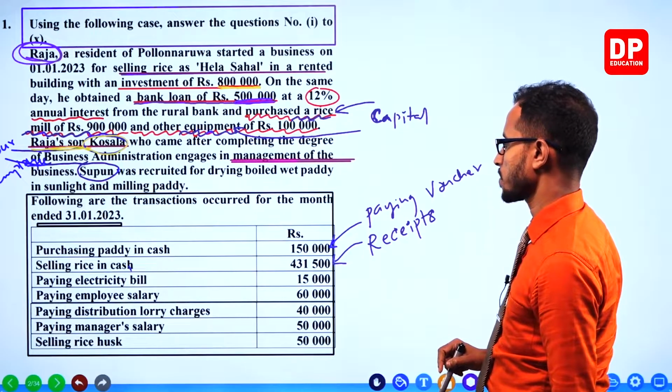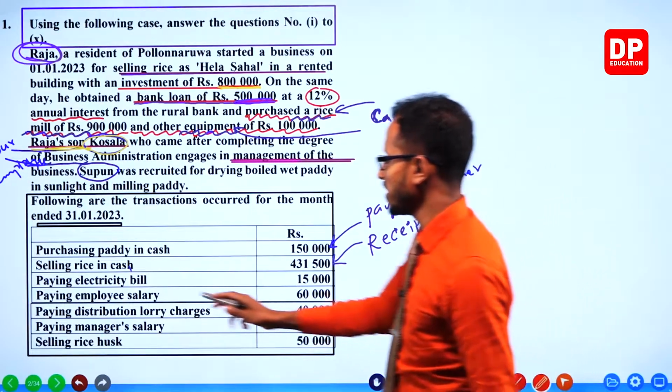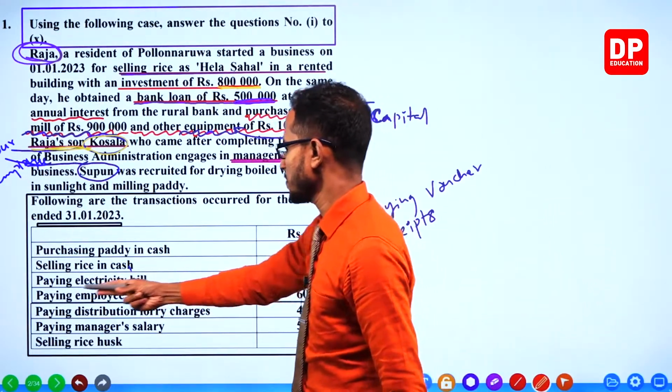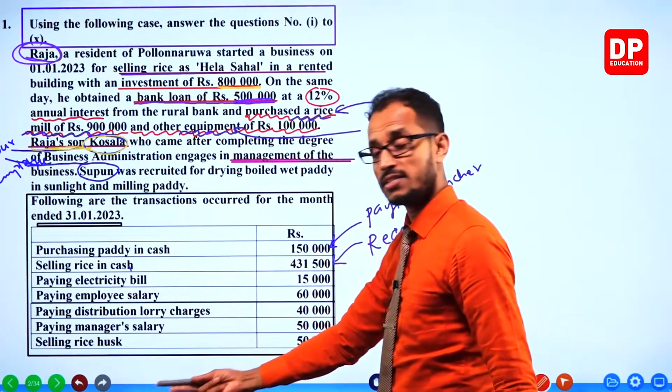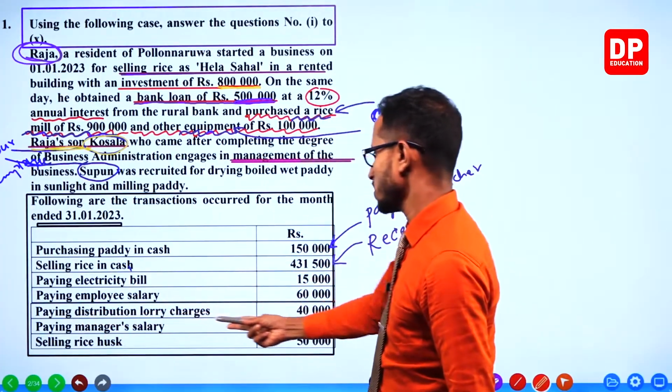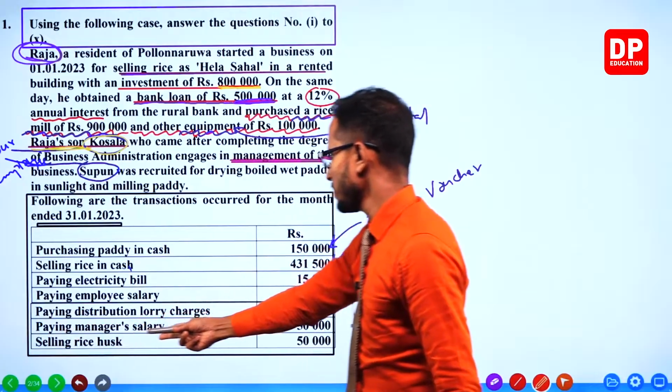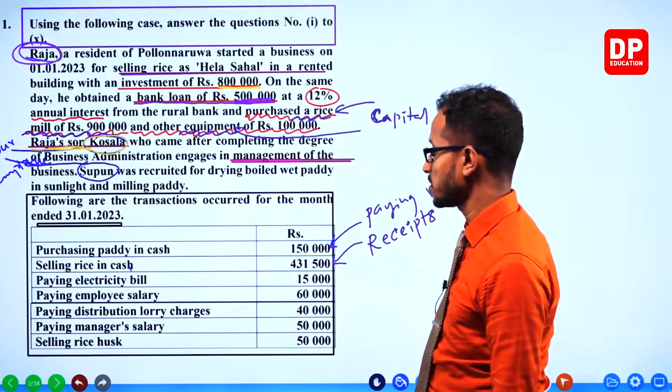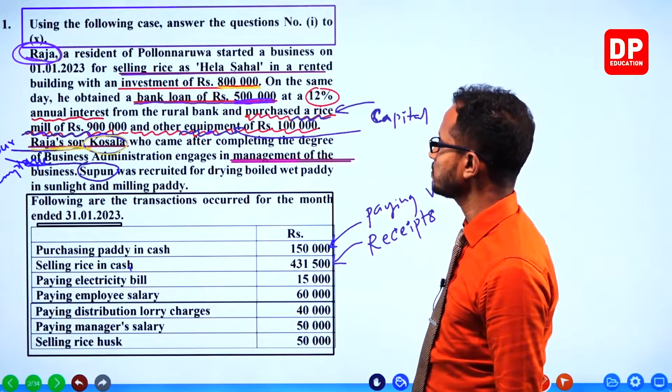Receipts. Paying electricity bill, again it's a payment. Paying employee salary, again it's a payment. Paying distribution lorry, again it's a payment. Paying manager's salary, again it's a payment. Yeah, all are like that.